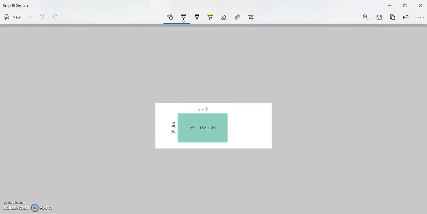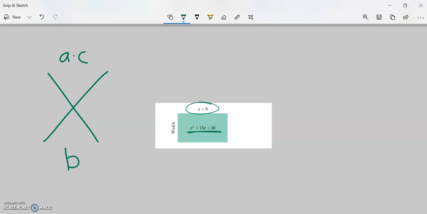It's the exact same question that we just did. They're just giving you one of the factors already. So we're going to take this number and factor it with our x. Remember, it's A times C up top, and the bottom value is B. Our A value is 1, our C value is 36, so 1 times 36 is 36, and our B value is 13.